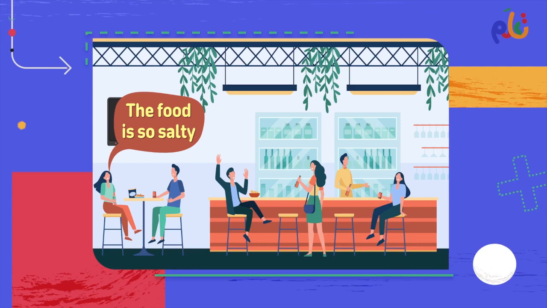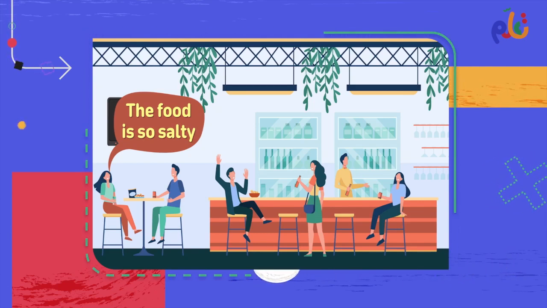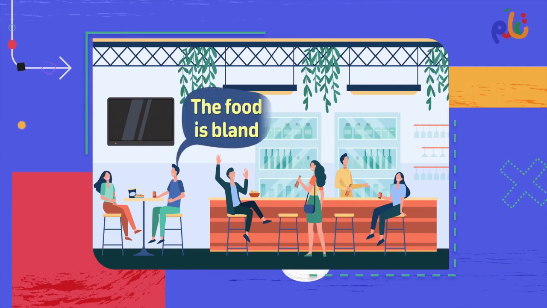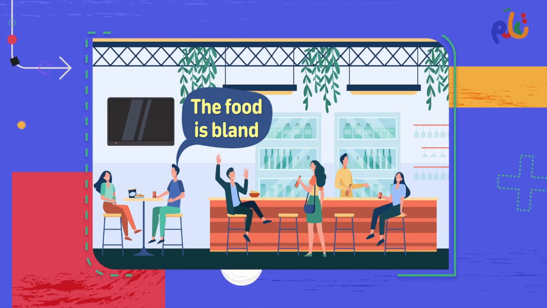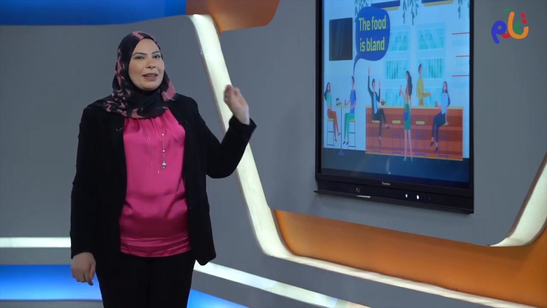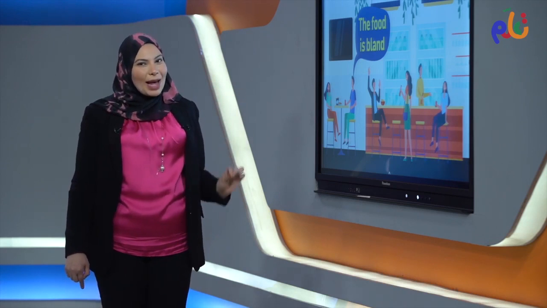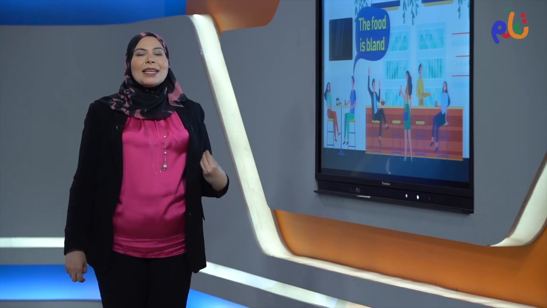And we also have the food is so salty, which means it has too much salt. Or the food is bland. And of course, we can replace food with any other word. You can replace it with potatoes, or anything that you want. But the question is, do you remember the meaning of bland? Bland means tasteless, or it doesn't have a strong taste, which means it's not delicious. So you can say that the potatoes are bland, or this pasta is bland, which means it doesn't have a taste.